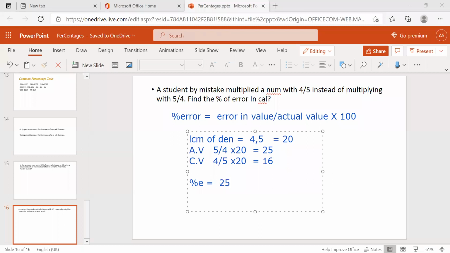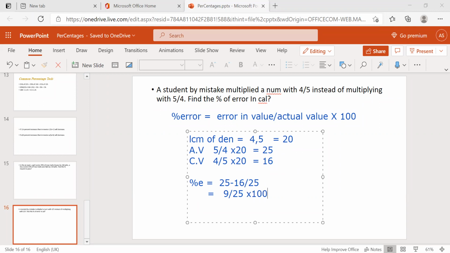Now, percentage of error equals 25 minus 16 by 25, the actual value, into 100, right? It is nothing but 9 by 25 into 100. So 25 ones, 25 fours, 100 will get cancelled. 4 nines is nothing but 36. So this is the value here. Okay.